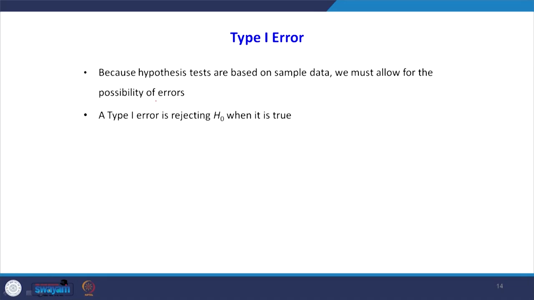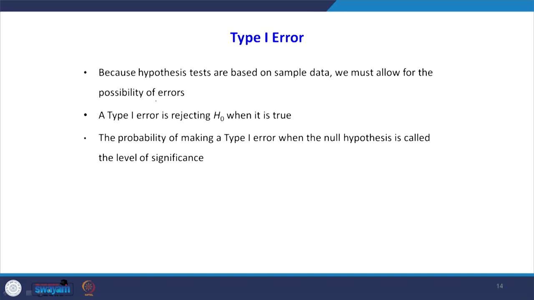As I told you in the court context, somebody is pleading that he is innocent, but the judge is not accepting he is innocent, but really he is innocent, but his innocence was rejected. That is incorrect rejection, that is a type 1 error. The probability of making a type 1 error is when the null hypothesis is true.